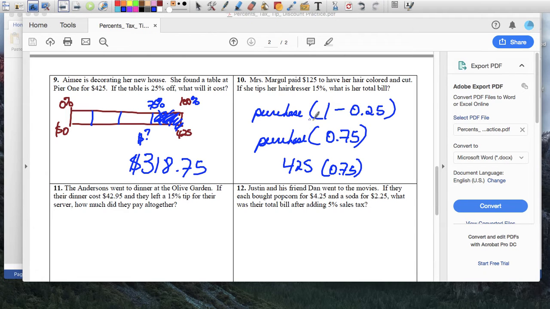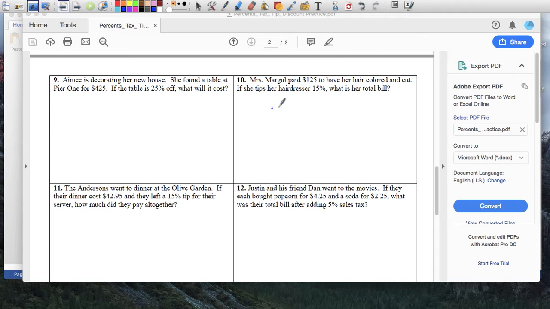10, and let's see. So she paid $125 to have her hair colored, and then she tips her hairdresser. So again, let me show you a bar model. So this is 0%. This is 100%. This is obviously $0, and this is $125.